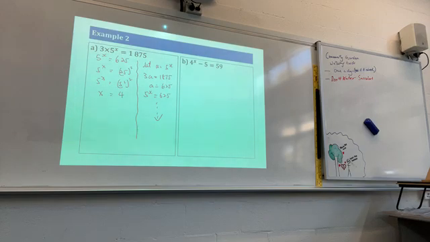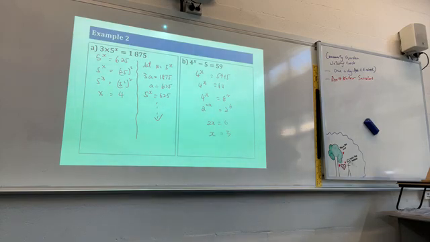Next one, again rearranging. 4 to the power of x equals 59 plus 5, which is 64. So you know that 64 is actually 8 times 8, 8 squared, or 4 to the power of 3, correct? Let's do it as 8 squared. So 2 to the power of 2x equals 2 to the power of 6. 2x equals 6, therefore x equals 3.